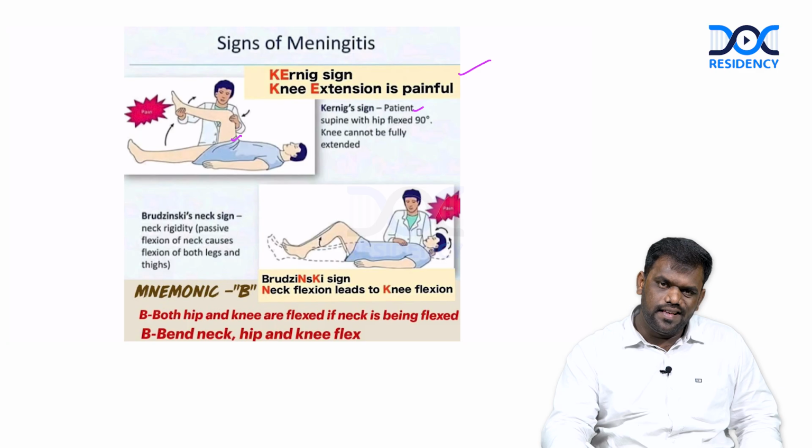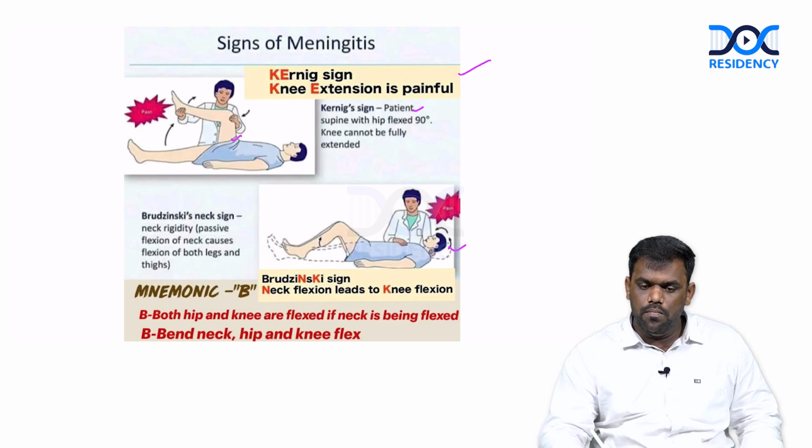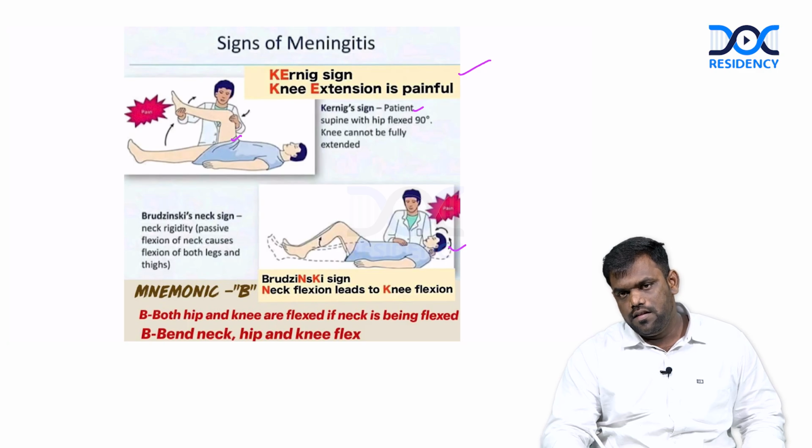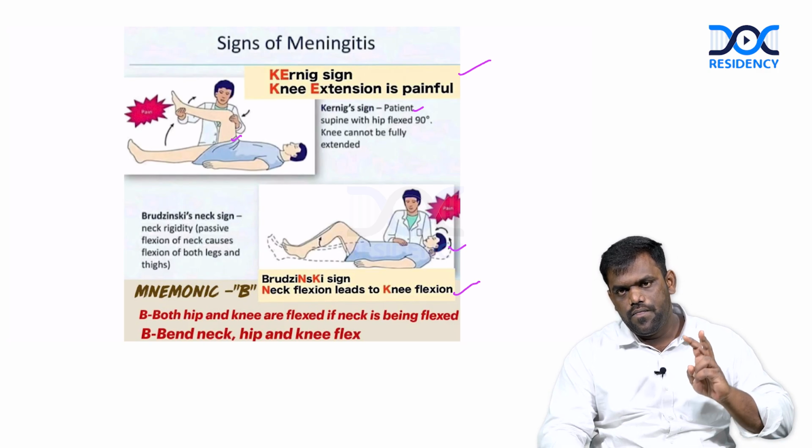Next is Brudzinski's neck sign. In this, what do you do? Whenever you passively flex the neck of the patient, it causes flexion of both legs or thighs. It is called Brudzinski's sign. It is positive in meningitis, and you also feel neck rigidity. So in Brudzinski's sign, whenever there is neck flexion, it also leads to knee flexion. These are the two important signs that we use to elicit meningitis: one is the Kernig sign and the other is the Brudzinski sign.